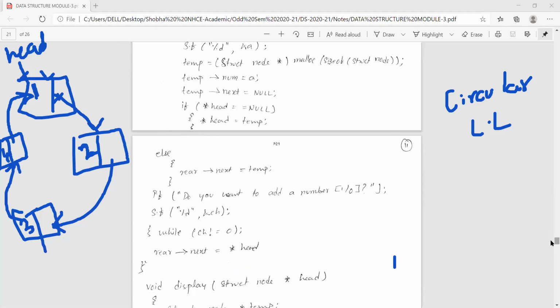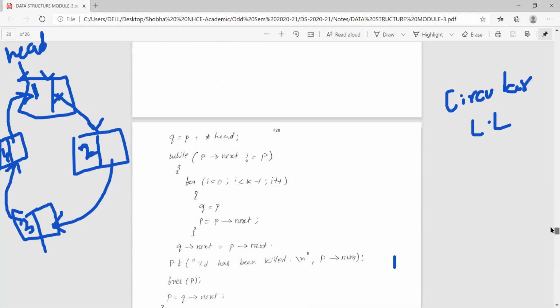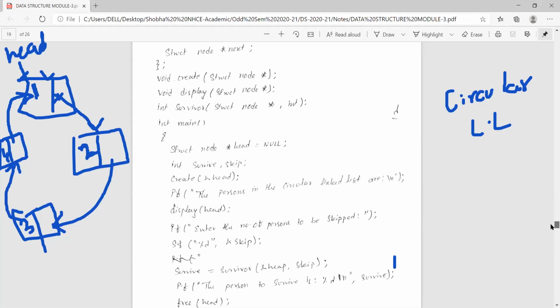Then after creating that, what main function says, let us go back. Yeah, create, address of head, creates the circular linked list in which the persons will be sitting, or if persons are sitting in a circular form. Then print it. Who are the persons? Call the display function and print it. I will go back, come to the function later.